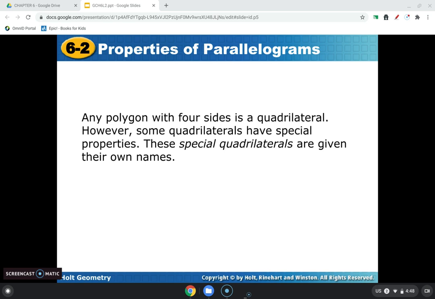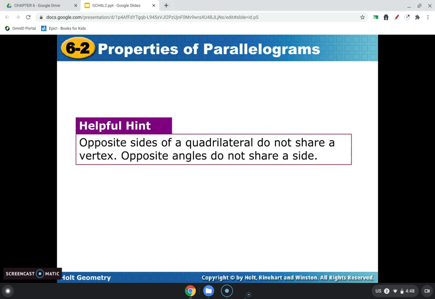All right, this is lesson 6.2. We're going to get into properties of parallelograms. Any polygon with four sides is a quadrilateral. However, some quadrilaterals have special properties. They are given their own names.